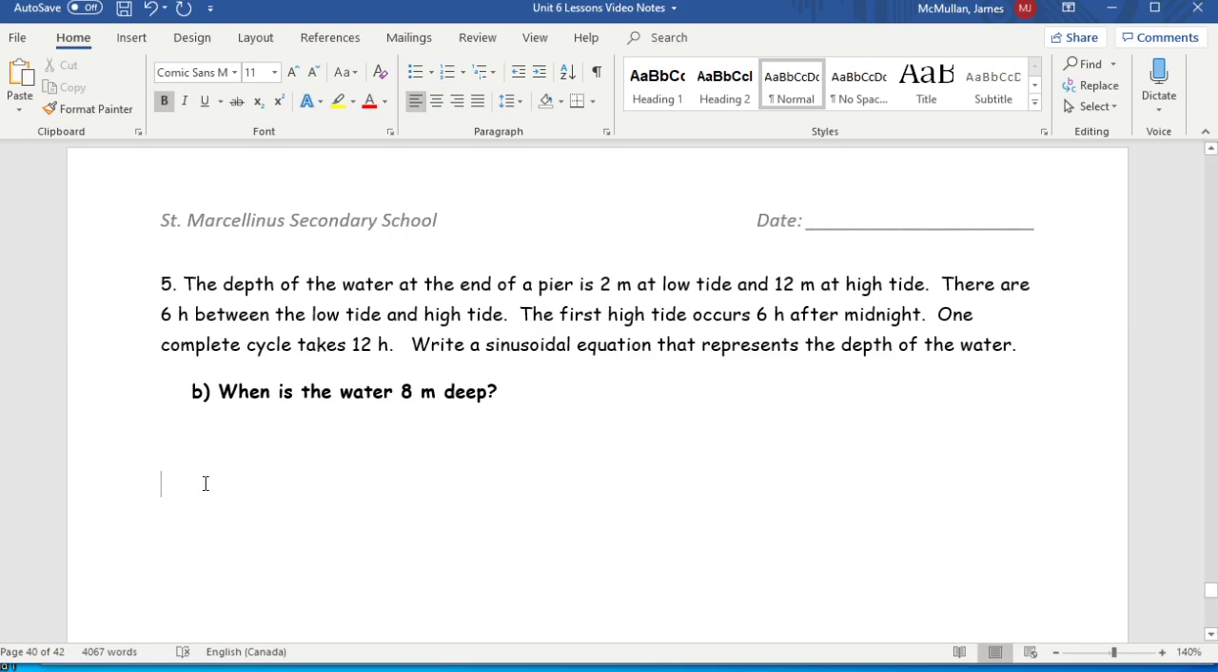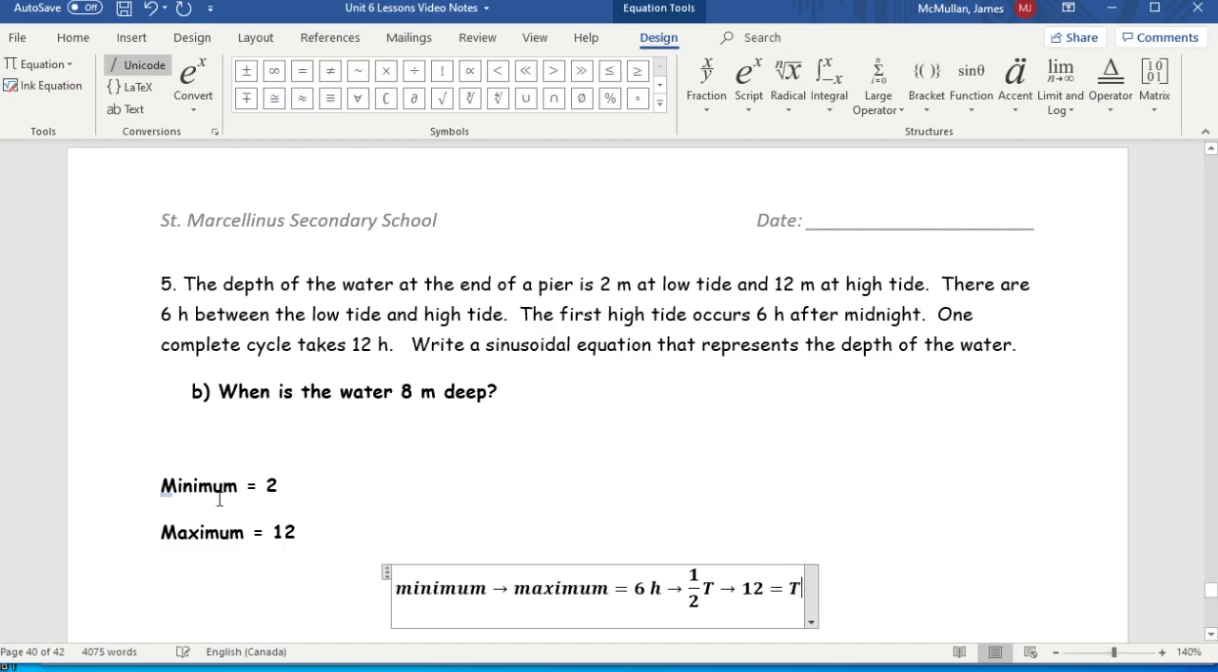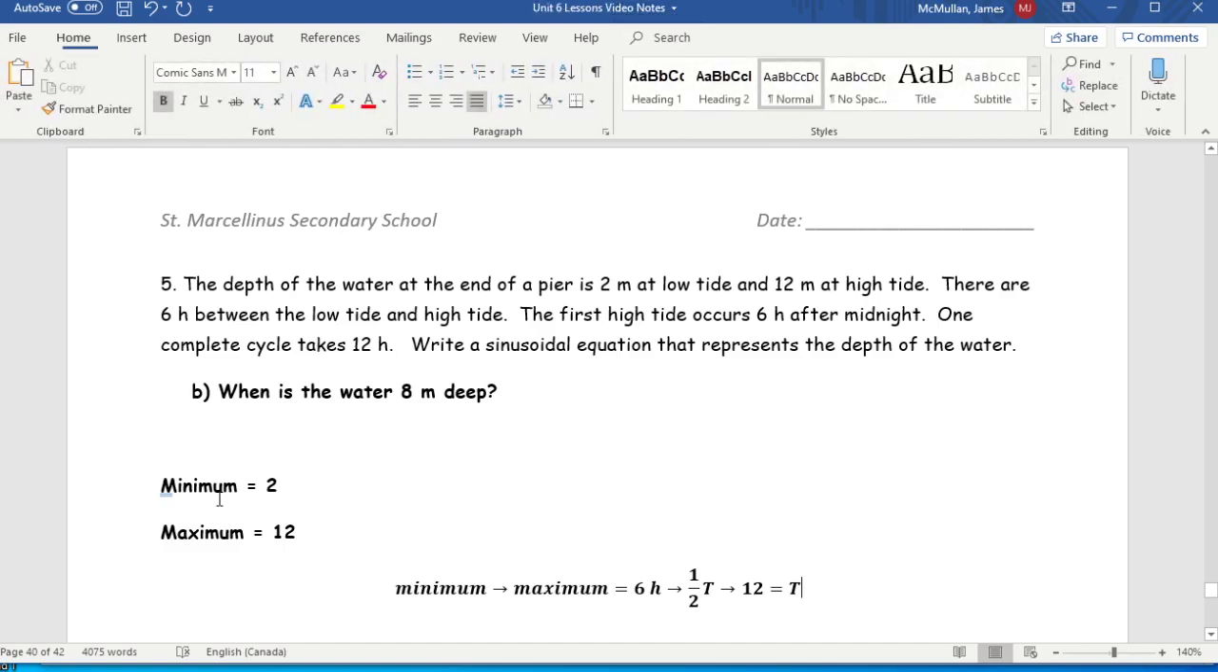The depth of the water at the end of a pier is 2 meters at low tide. So our minimum equals 2. Our maximum equals 12. There are 6 hours between low tide and high tide. So minimum to maximum is equal to 6 hours, and we know that's half a period. So 12 is equal to a full period. Again, it's a tides question, so 12 is always going to be the period. But that's how you could reason it out.